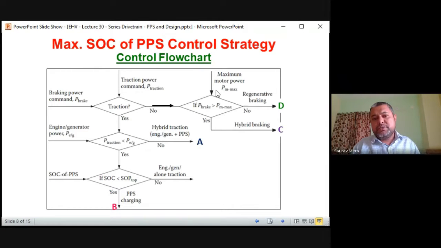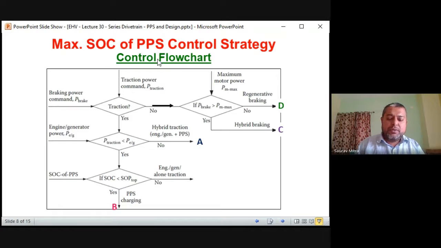So if that PM max is greater than or less than P brake, if we are finding that hybrid braking is required, electrical braking is not enough. So in that case, electrical and mechanical together, it is C. And if electrical braking is sufficient enough, then it is only regenerative braking, it is case D.